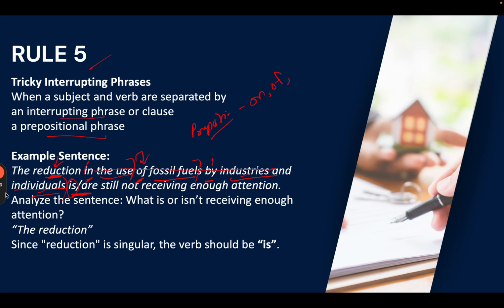You can also simply create a question. You can ask yourself, what is still not receiving enough attention, and find a logical answer to it. Now, it was logical to say that the reduction did not receive enough attention. Now, these are the two ways that you can really come to your subject by removing all that extra stuff in between the subject and the verb pair.